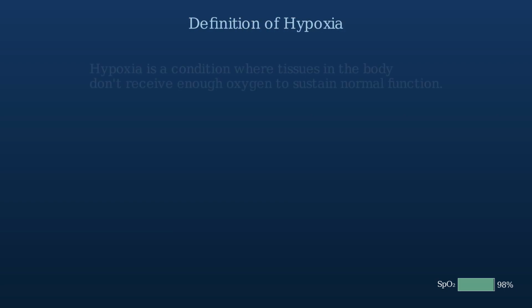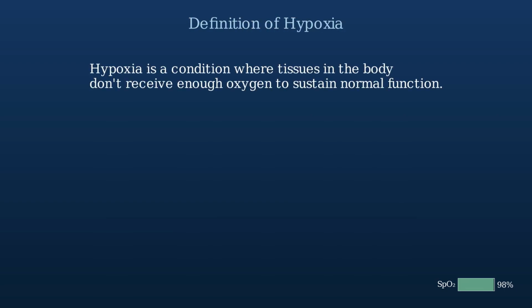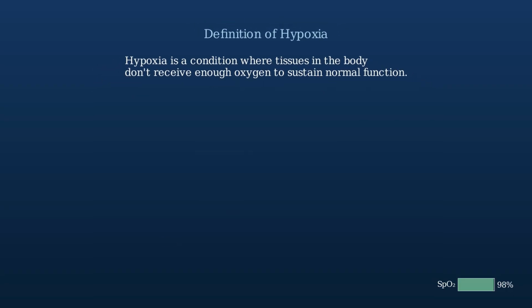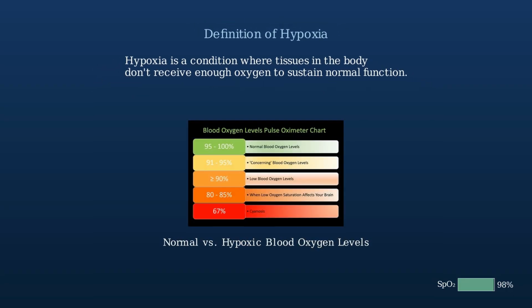Hypoxia is a condition where tissues in the body don't receive enough oxygen to sustain normal function. This oxygen deficiency can affect individual organs or the entire body. Let's look at what normal versus hypoxic oxygen levels look like in the blood.